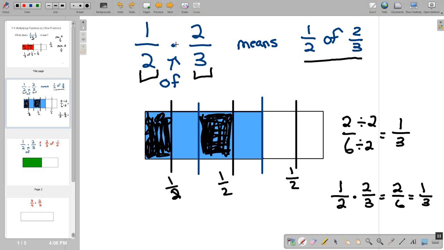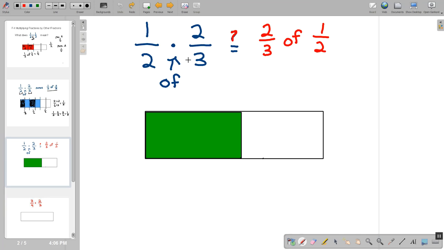We had a half times 2/3, and that meant a half of 2/3. What if we did it in reverse? What if we took a half of 2/3? We're like, but I wanted to draw a half first. So I'm going to do 2/3 of 1/2. Am I still going to get the same answer?